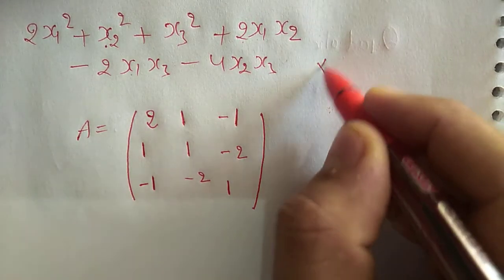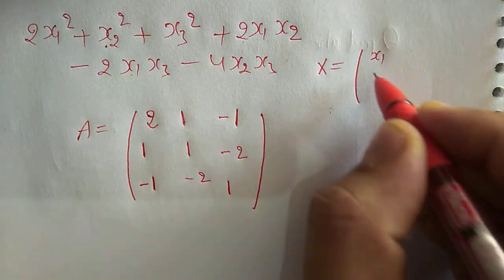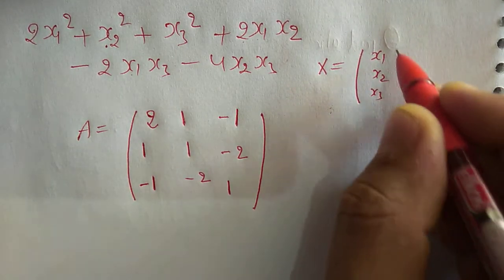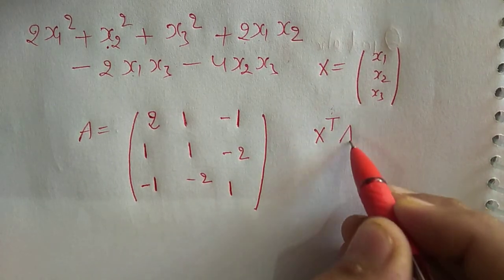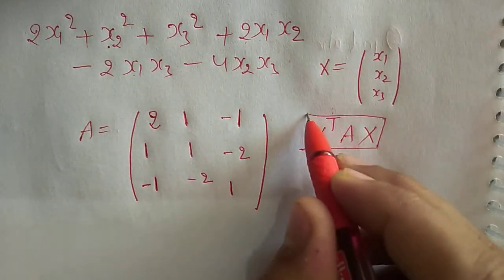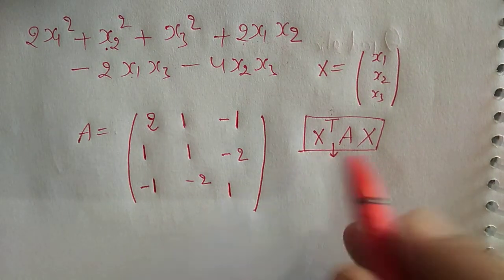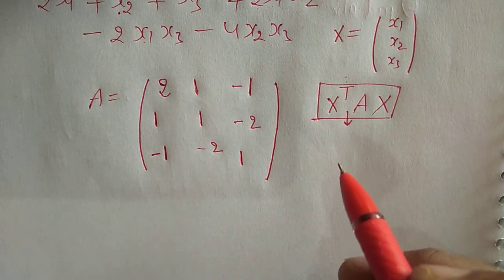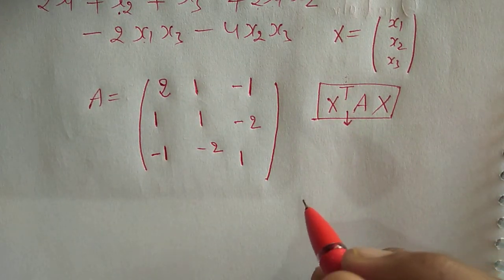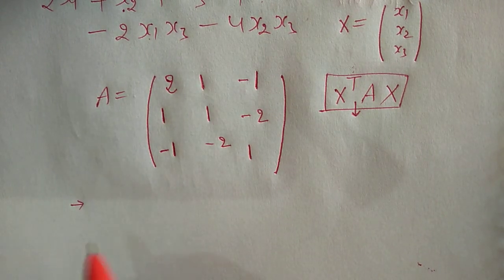So if x is the column vector x1 x2 x3, then x transpose A x is the matrix form of the quadratic form. Okay, so this is the quadratic form. So let us try to find the model matrix.